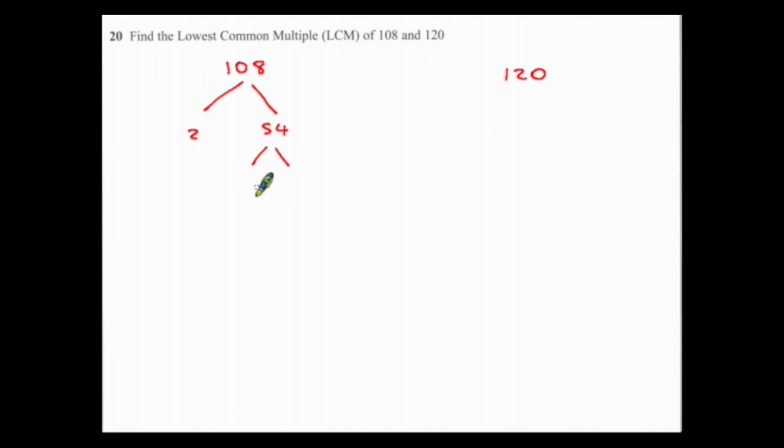54 then breaks down to 2 and 27. 27 breaks down further. That becomes 9 and 3, and 9 is 3 and 3.